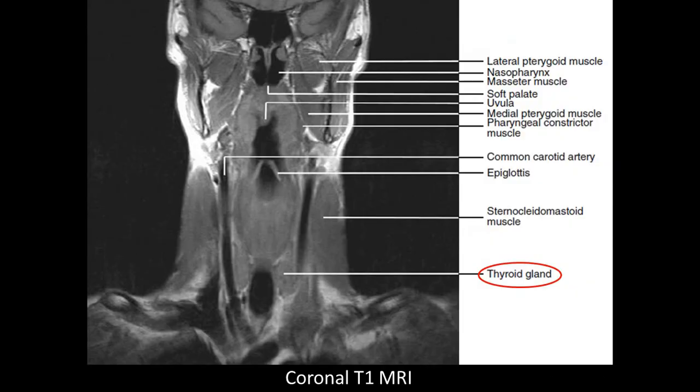This is a coronal T1 MR image without contrast. So this structure here is the thyroid. As you see, it's iso-attenuating to the surrounding soft tissue.